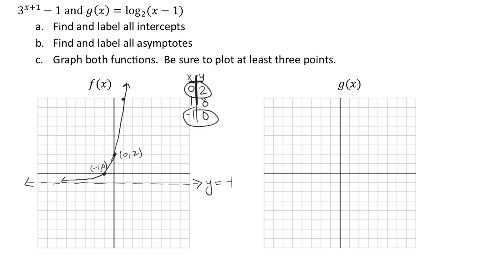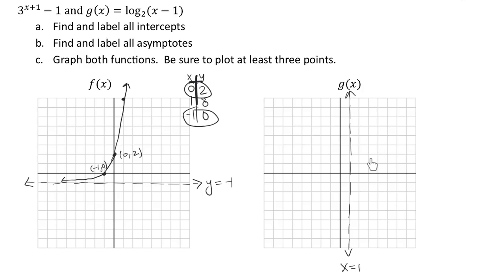Now for the second graph, g of x, this is a logarithmic function. Logarithm functions, remember, have a vertical asymptote, usually here at x equals 0, unless there's been a horizontal transformation. X minus 1 is a horizontal transformation 1 unit to the right. So we have a vertical asymptote at x equals 1.